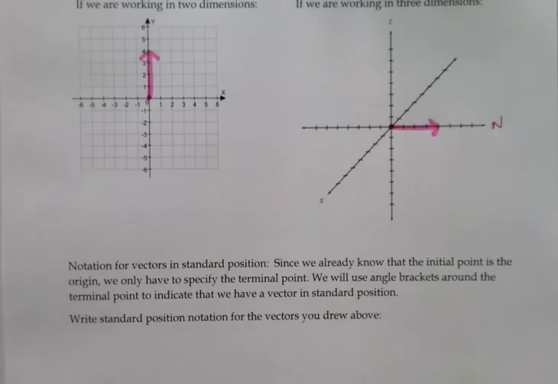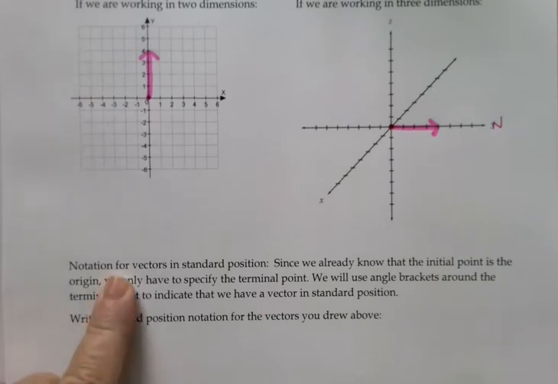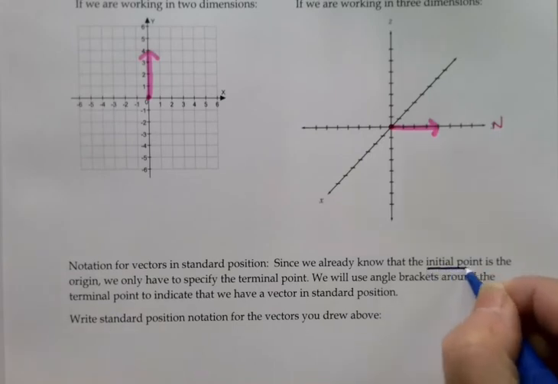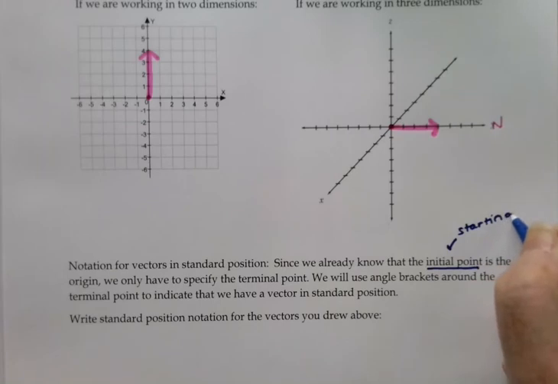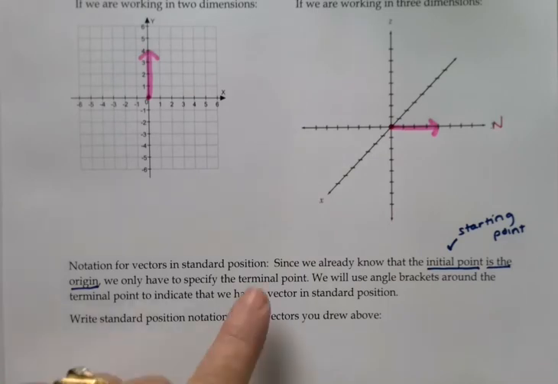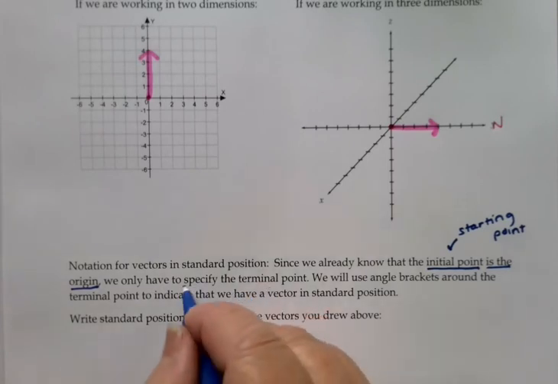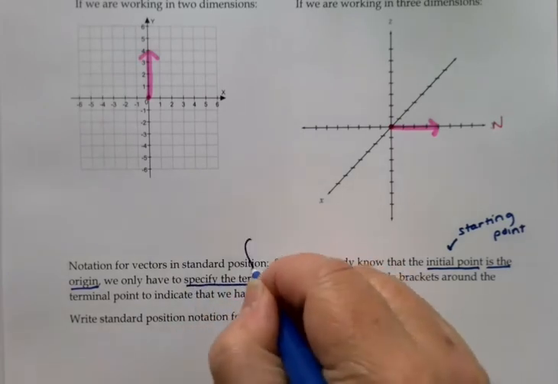Now that we have our vectors in standard position, we're ready to talk about notation for them. To give notation for a vector in standard position, we don't have to explain what the starting point or initial point is, because the initial point is always the origin. So I don't have to tell you that. If it's standard position, you already know it. All we have to do is specify the terminal point. The terminal point is where the vector ends.